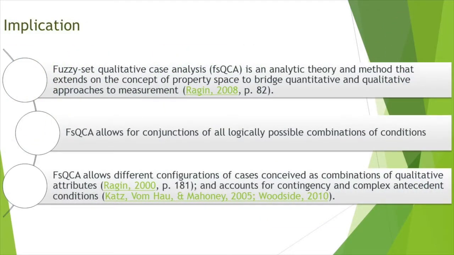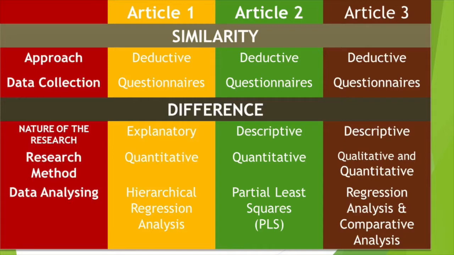So we got three implications. Fuzzy set qualitative case analysis is an analytic theory and method that exists on the concept of the property space to bridge quantitative and qualitative approaches to measurement. FSQCA allows for conjunctions of all logically possible combinations of conditions. And the last one, FSQCA allows different configurations of cases conceived as combinations of qualitative attributes and accounts for contingency and complex antecedent conditions.